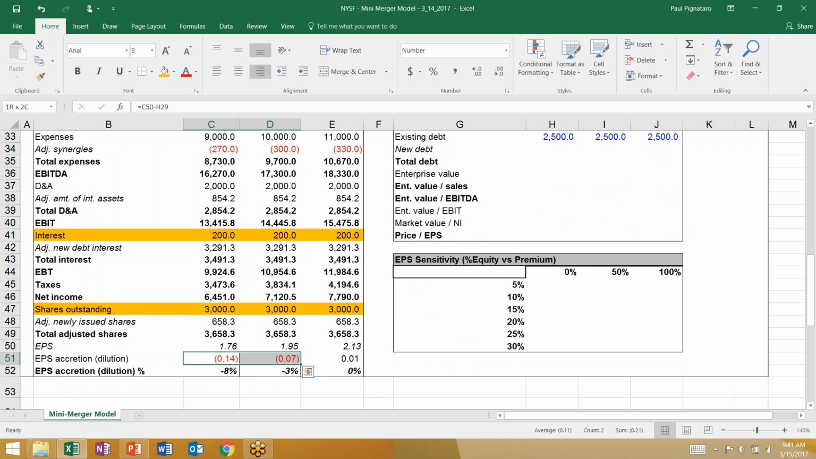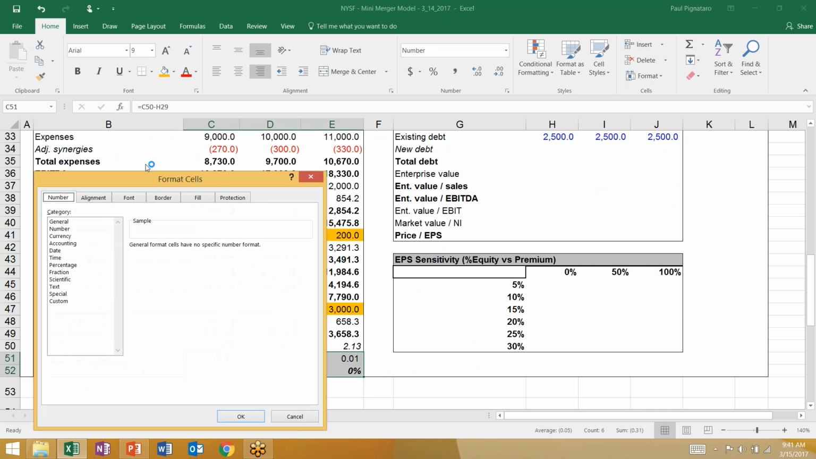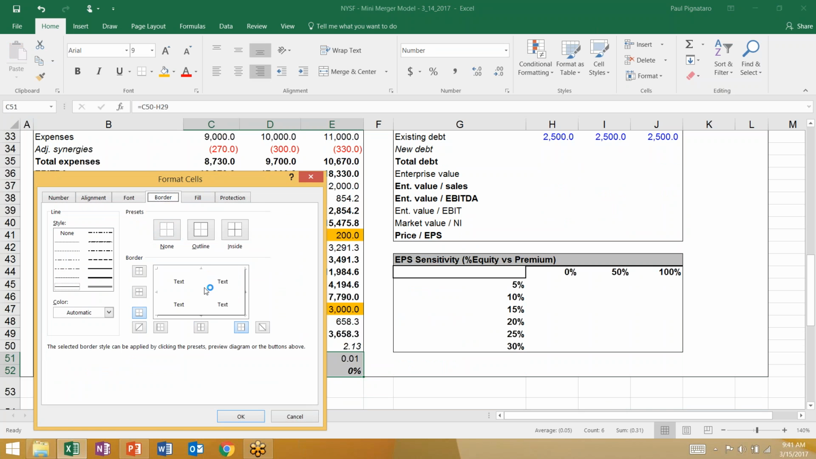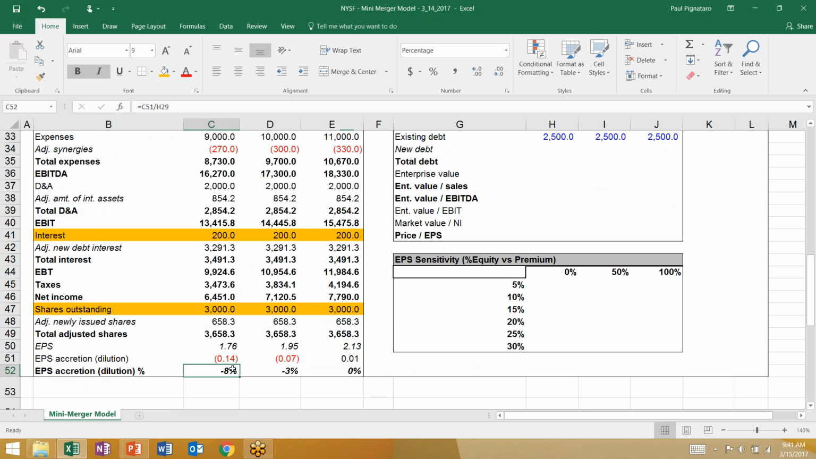Right? Let me just fix the borders here. Okay? This is what you should be getting. If you don't get that, let me know. I'll take a second.